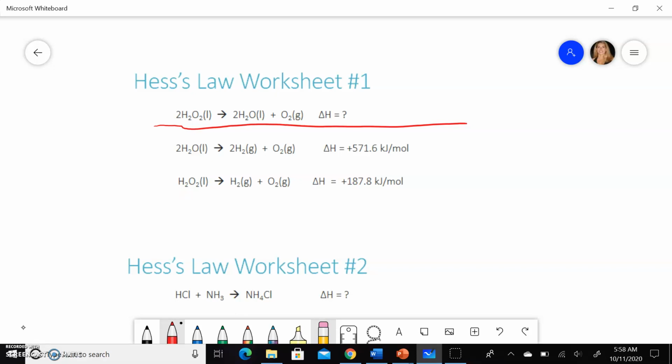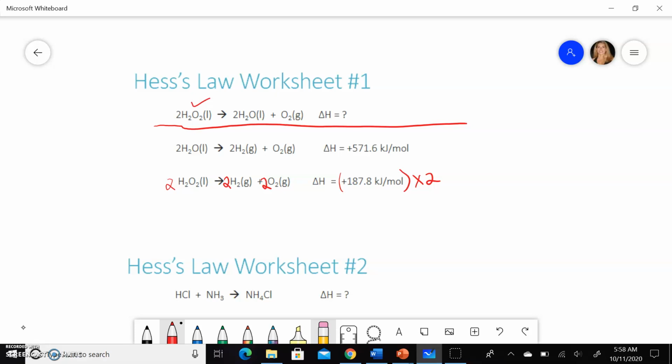I don't see it in any of the other reactions. So what I'm going to do is multiply that whole reaction by 2. So now we have a 2 here, a 2 here, and a 2 here. But Hess's Law rules say that you also have to multiply the delta H by 2. If you multiply a reaction by a number, also multiply the delta H by that number. And that goes for fractions too. So if you multiply something by 1/2, or it's the same thing as dividing by 2, you would do the same math to the delta H. All right, so we're good on hydrogen peroxide.